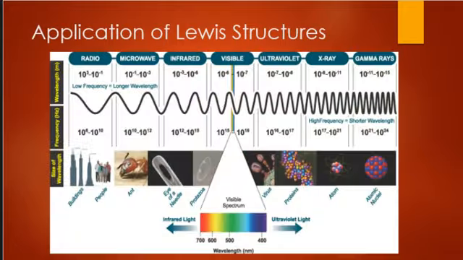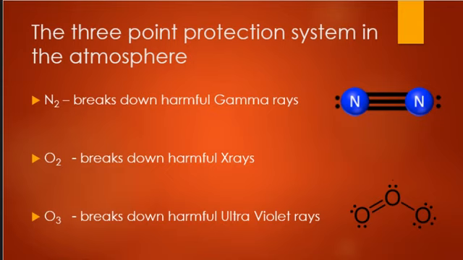The application of the Lewis structures right here is something we deal with in our electromagnetic spectrum, namely in the atmosphere. So here's what you're writing down in those last blanks in your book: N2, which has triple bonds right here, plus those 2 dots right there, breaks down harmful gamma rays. O2 breaks down harmful X-rays coming from the sun, and O3, called ozone, is breaking down harmful ultraviolet rays.